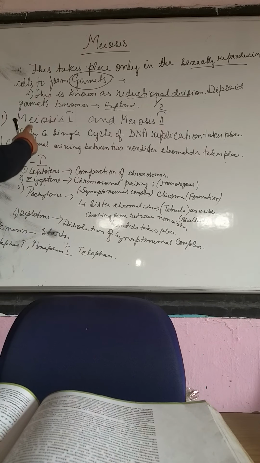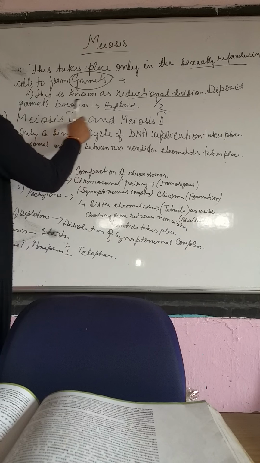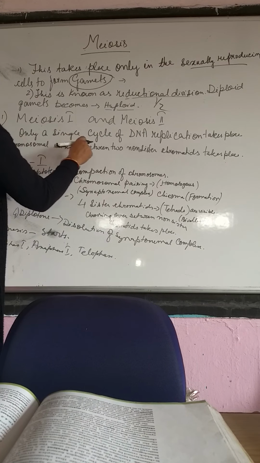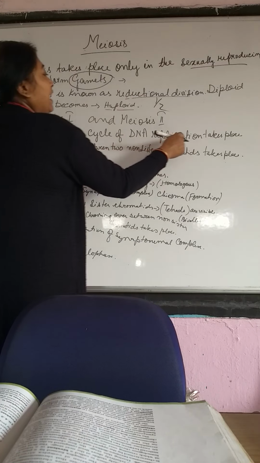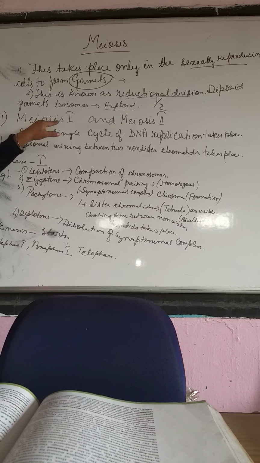Now you see, the phases that we have done in mitosis are the same in meiosis, but here meiosis takes place in two phases. It is meiosis 1 and meiosis 2, and only a single cycle of DNA replication takes place. Okay, now what happens? Chromosomal mixing between two non-sister chromatids takes place. So these are the two distinct features. That means DNA replication completes in the first meiosis 1.